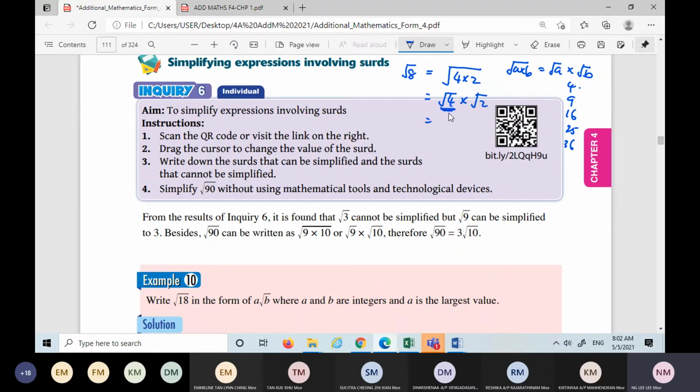Okay, and then this you can simplify, it becomes 2. 2 times the square root of 2, you can write 2 square root of 2. So after simplifying square root of 8, you will get this answer. This is the important part that you're going to learn in this subtopic.